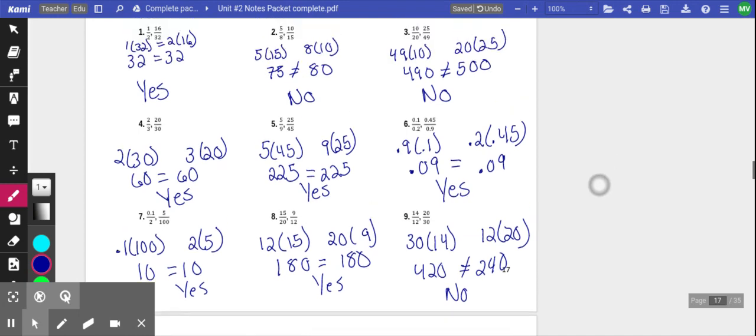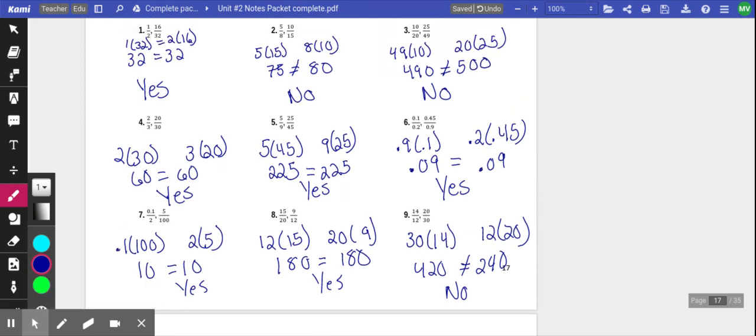So hopefully you've paused and tried all those. So number 1, when I cross multiply, I got 32 equals 32. So it's a yes. 2, I got 75 is not equal to 80. So that's a no. 3, I got 490 is not equal to 500. So that's a no. 4, I got 60 equals 60. So that's a yes. 5, I got 225 is equal to 225.